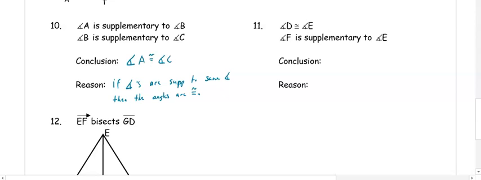In number 11, we have D is congruent to E and F is supplementary to E. So we can take D and replace E. So F is supplementary to angle D. Our reason here is substitution.